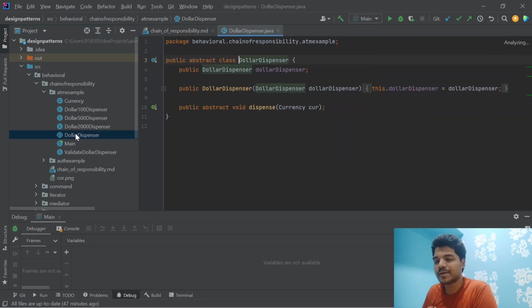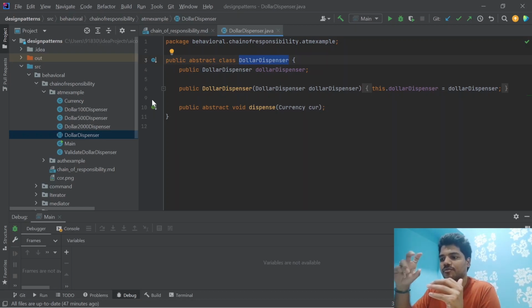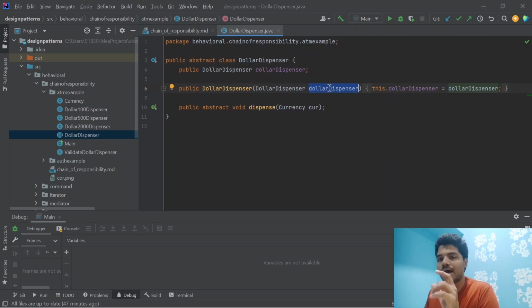We have a dollar dispenser, which is an interface. It's basically called the handler. It has a composition, a dollar dispenser, which is also acting as a constructor, because this dollar dispenser is implemented by other classes too, right? Like validated dollar dispenser, $100 dispenser, $500 dispenser, and $2,000 dispenser. Because only then does the chain happen. Each concrete handler implements the handler, and the first concrete handler checks; if it is not part of its job, it will transfer whatever constructor argument is there to the next person. So dollar dispenser is the main handler.